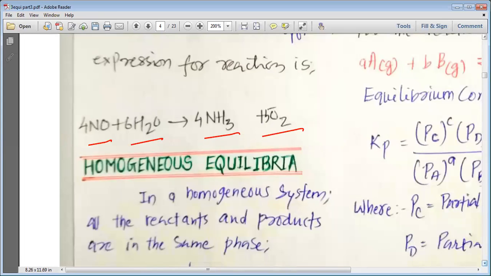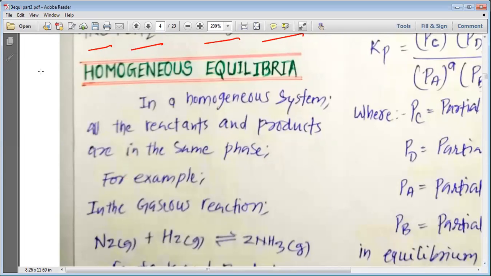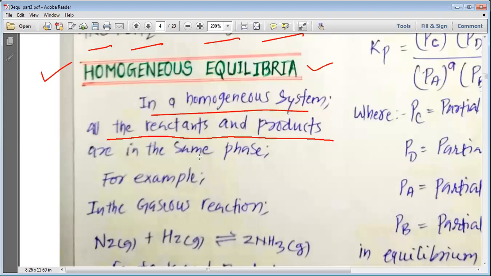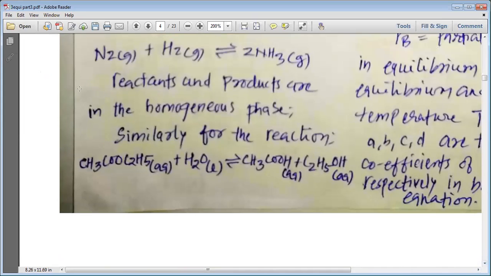Now my dear students, we want to study the types of equilibria, and the first type of equilibrium is a homogeneous equilibrium. In a homogeneous system, all the reactants and products are in the same phase. For example, you can see that in this equilibrium, when it is established, we have nitrogen, hydrogen and 2NH3. All these three are in the gaseous phase. So the reactants and products are in the homogeneous phase.